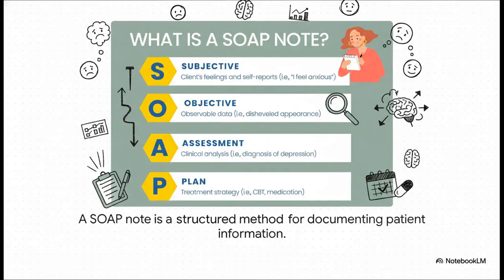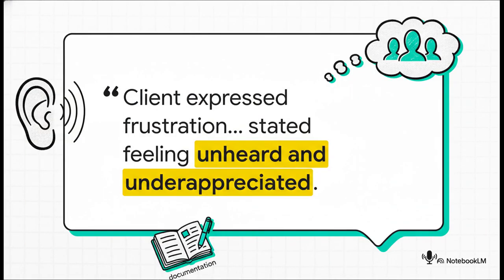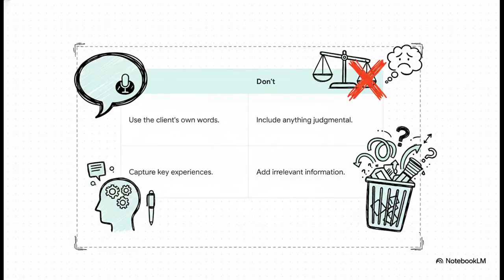And this is where the SOAP note comes in. It's a simple but super powerful framework. First up, S is for subjective. This is literally the client's story, in their own words. Using direct quotes like this is huge. It gives you incredible insight into how they're feeling. The key is to just capture what they say. Don't add your own judgment.